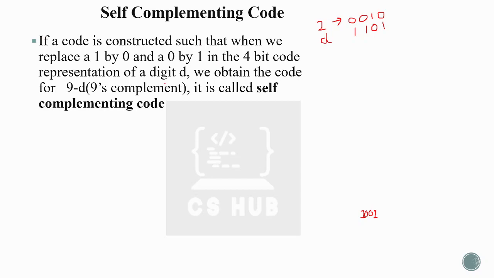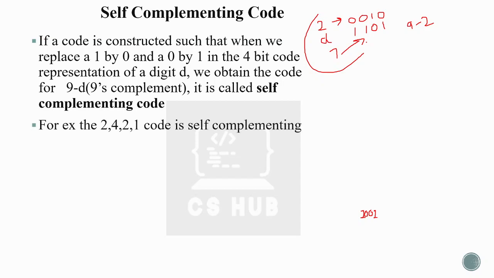And we obtain the code for 9 minus d, the 9's complement. Our d is 2, so 9 minus d means 9 minus 2, that is 7, right? If the code for 7 is the same as this, then this code is said to be a self-complementing code. When we interchange the zeros and ones in the 4-bit representation of a digit d, if we obtain the code for 9 minus d, that is the 9's complement, then this code is called a self-complementing code.